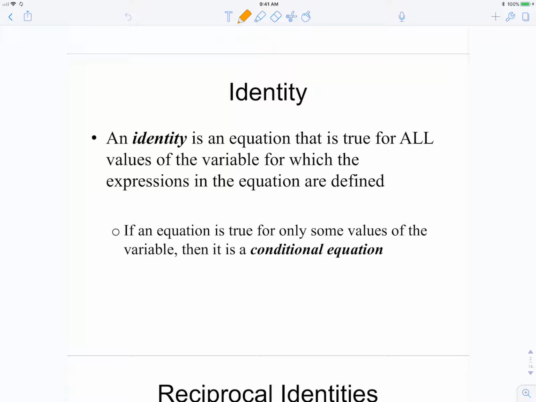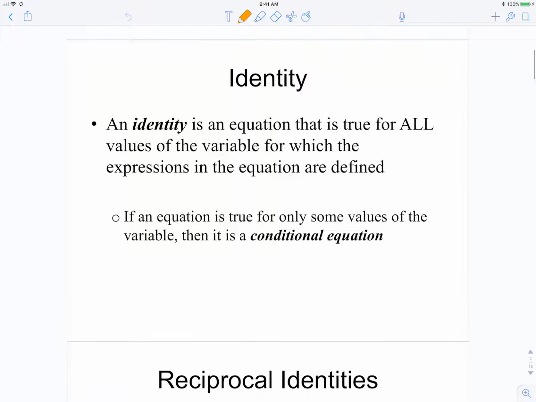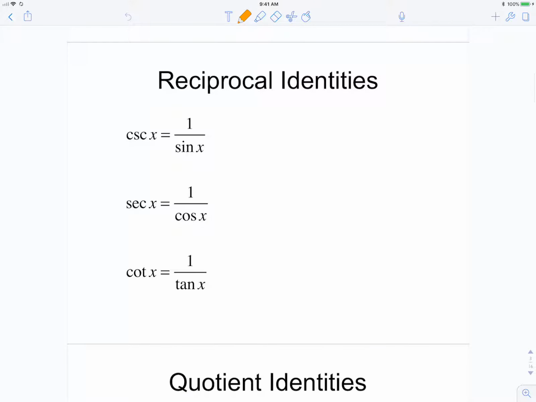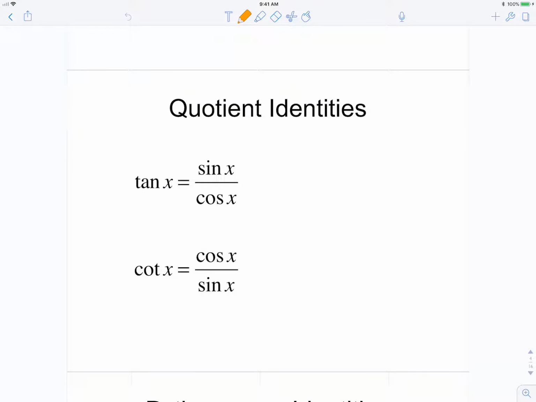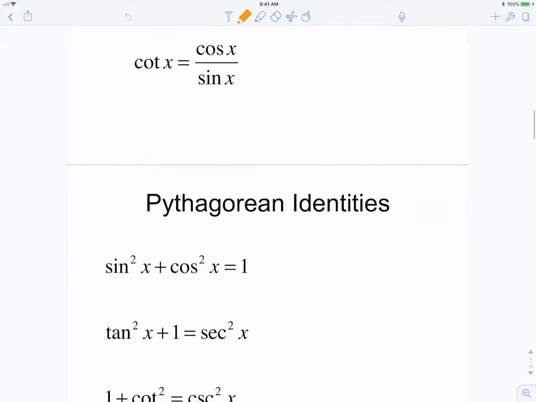We're not going to be dealing with conditional equations too much or at all, and we're just going to be dealing with identities. So the first few identities, you guys already know. The reciprocal identities we've already derived, right? Cosecant is 1 over sine, secant is 1 over cosine, cotangent is 1 over tan. And you guys also know the quotient identities already. Tangent is sine over cosine, cotangent is cosine over sine.